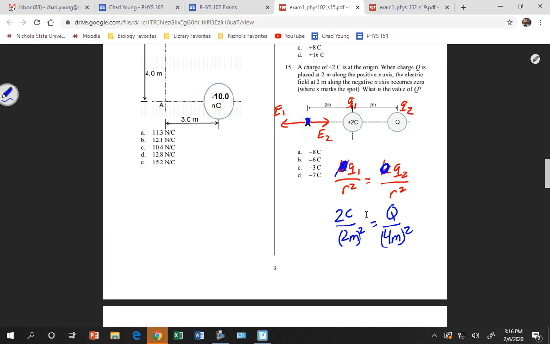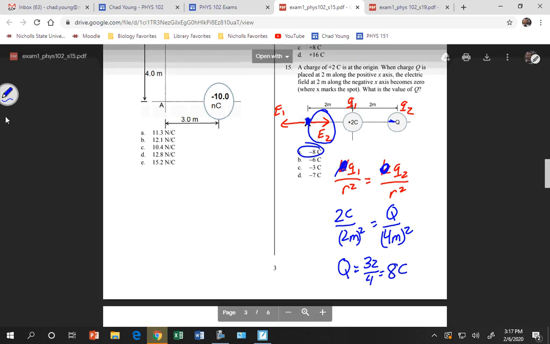What did I have for the answer here? A? Oh, 32 divided by 4, that is 8, right? Okay, yeah. So Q is equal to 32 divided by 4, which is 8 coulombs. And so A would be the right answer. I know it has to be negative too, by the way, because to give me this electric field vector, this has to be a negative charge. Okay? All right.